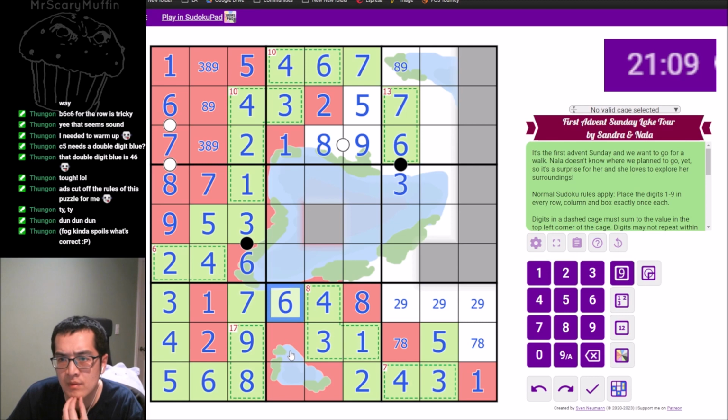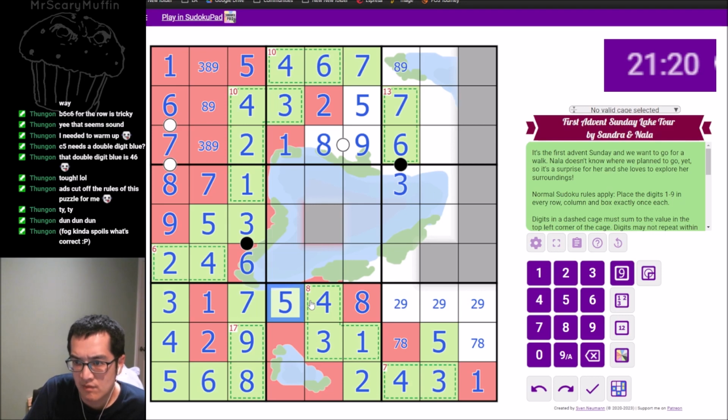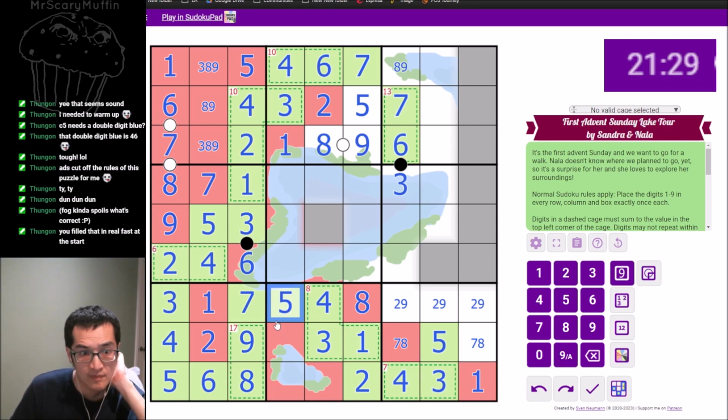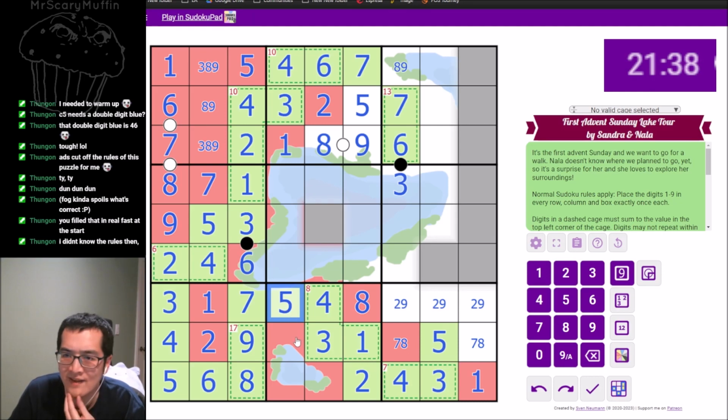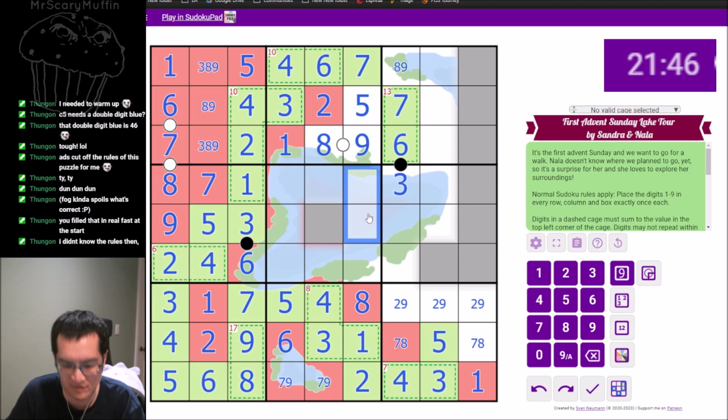Missing a 5. This could be a 5. How come it's a 6? Don't tell me we made an error that far ago, that long ago. That does change quite a lot of things. I did fill that in really fast in the beginning. So 9, 6. Okay, well, we'll continue from here, but yeah, that's a bit of an L for me, I could say.